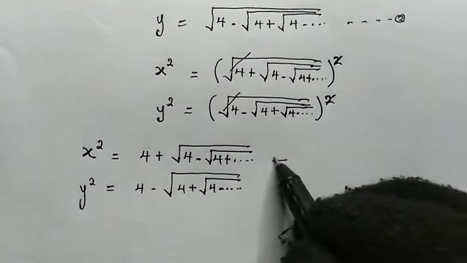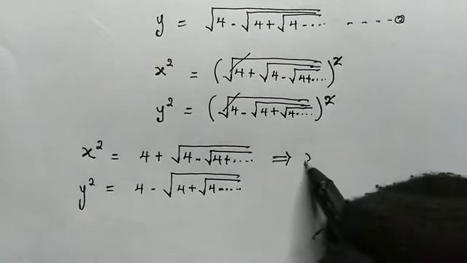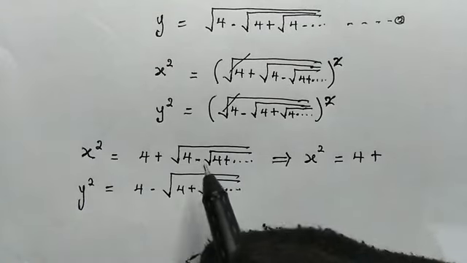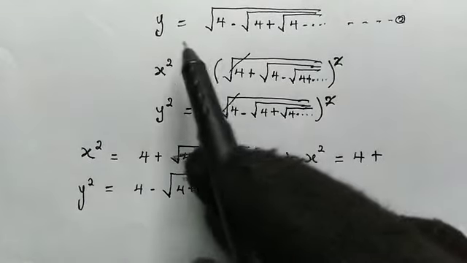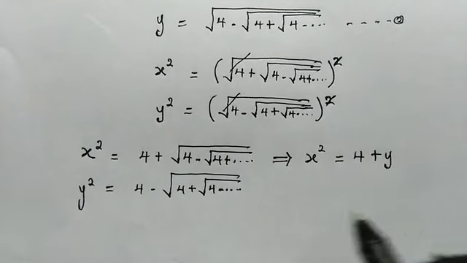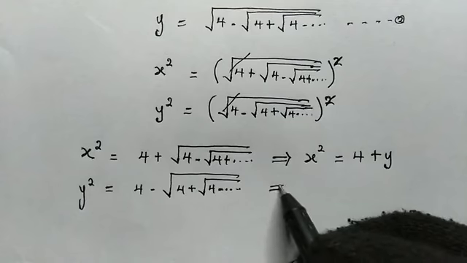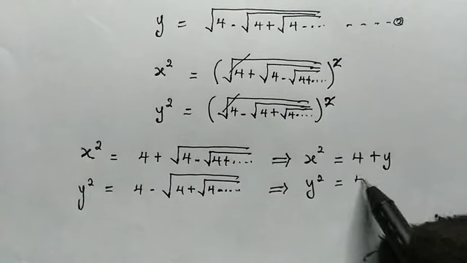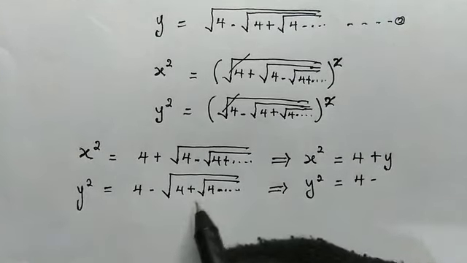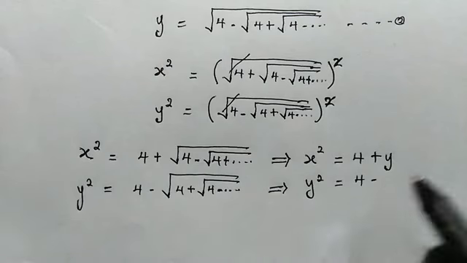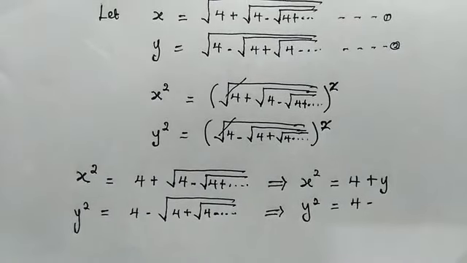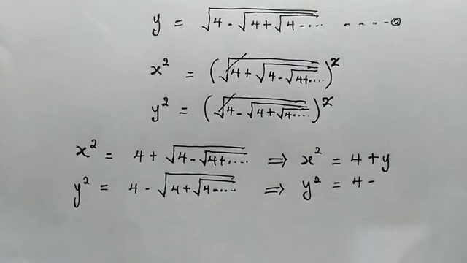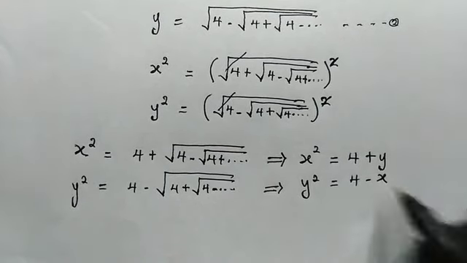Okay, so from here, this implies that x squared equals 4 plus, take note of this, that this is exactly equal to y, right? So we have y here. And from equation 2, this implies that y squared equals 4 minus, and this is exactly equal to x, right? Take a look at equation 1 there. That is root of 4 plus root of 4 minus, and so on. That is x, right? So this is equal to x.